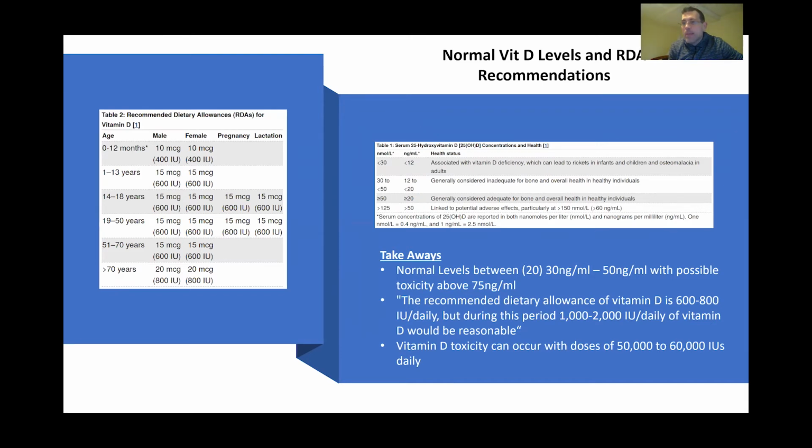And keep in mind that people can overdo it. It's very common for people to think that something's helpful and they just simply take too much of it. So vitamin D toxicity can occur with very large dosages of 5,000 to 10,000.